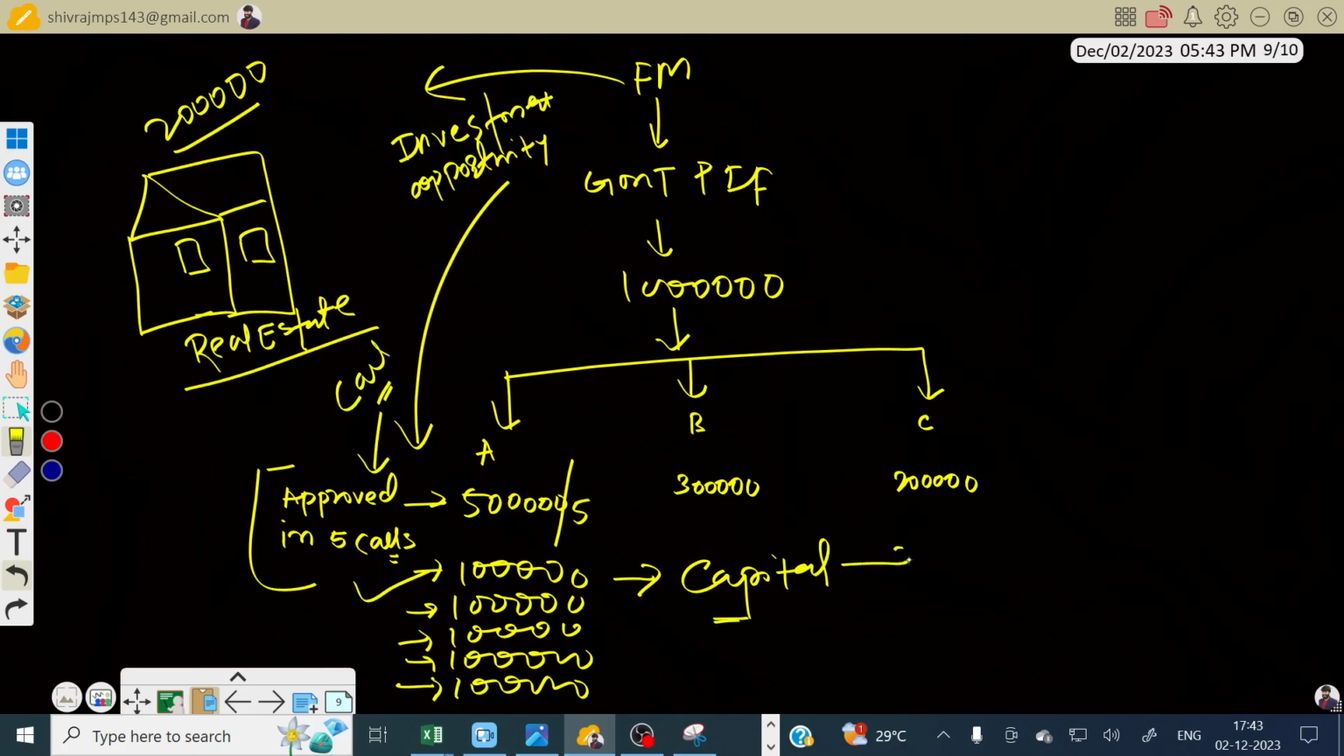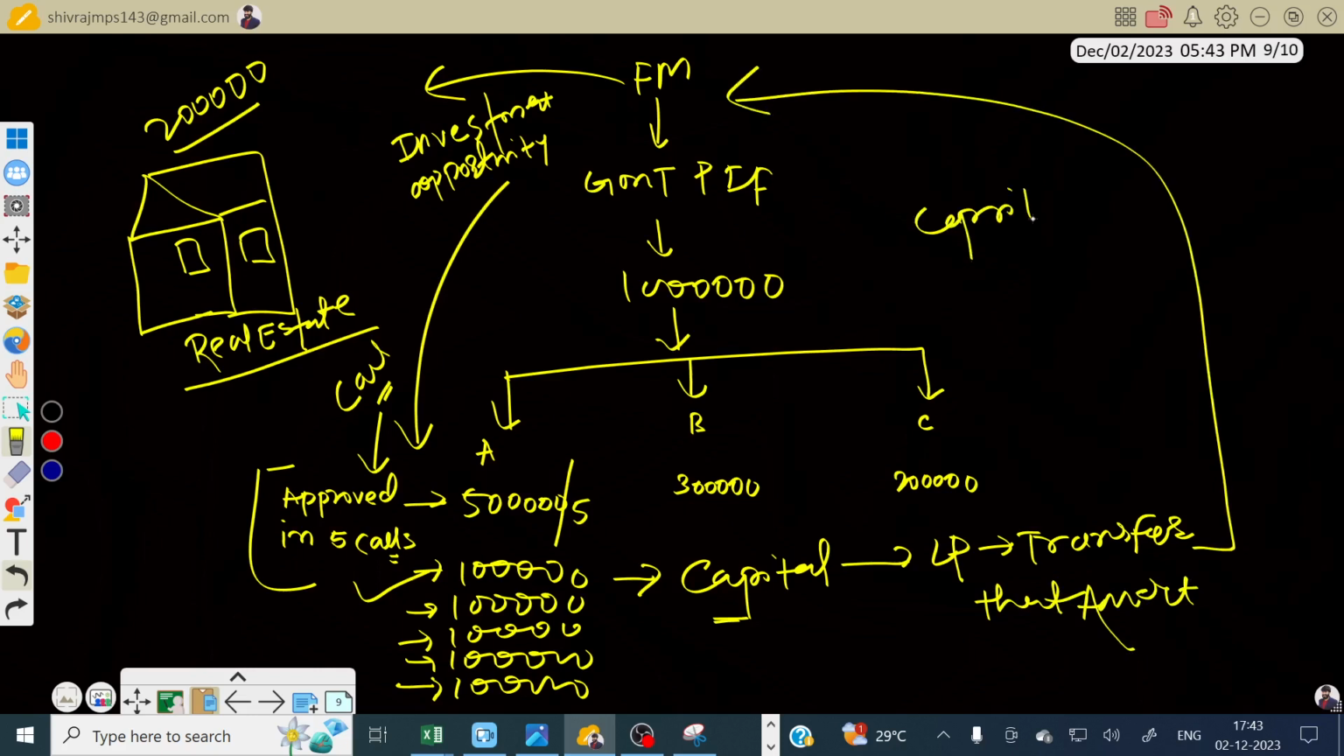And if the investor, the LP, let's say, transfers that amount to the fund manager, that becomes your capital call, or even drawdown. Capital call and drawdown both are the same. Draw, it means nikalna, paisa nikalna, right? So where the fund manager has drawn money, or has drawn capital from the commitment, because this becomes your individual commitment, as I said.